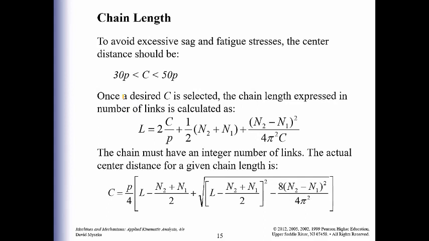So to talk about the chain length, to avoid that sag and fatigue as we would with a belt, but now for a chain, we want the center distance to be greater than 30 times your pitch and less than 50 times the pitch, for the distance between the two sprocket centers. So it's something to keep in mind as we go forward.